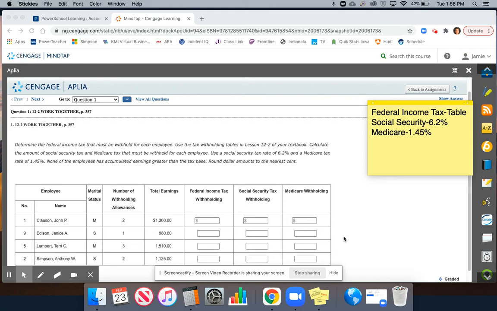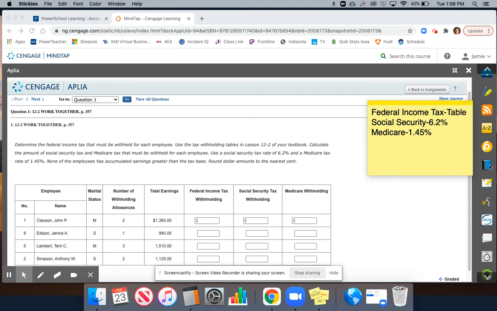In Section 12-2, we are going to calculate the federal income tax withholding, the Social Security tax withholding, and the Medicare tax withholding. In order to calculate those three items that will be withheld from employees' paychecks, we need to understand where they come from. The federal income tax will come from the table, and you can find this in our ebook. Social Security is 6.2% of total earnings, and Medicare is 1.45% of total earnings.